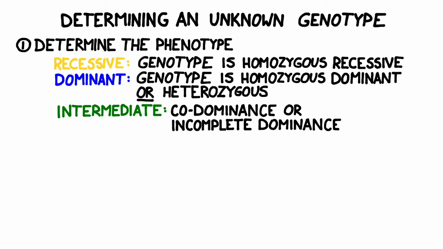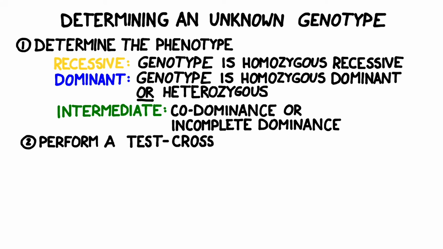If the organism has an intermediate or a blend of phenotypes, unfortunately that means that you probably have a case of codominance or incomplete dominance, and traditional Mendelian genetics rules don't apply. We're going to proceed as if one of the first two scenarios is the case.